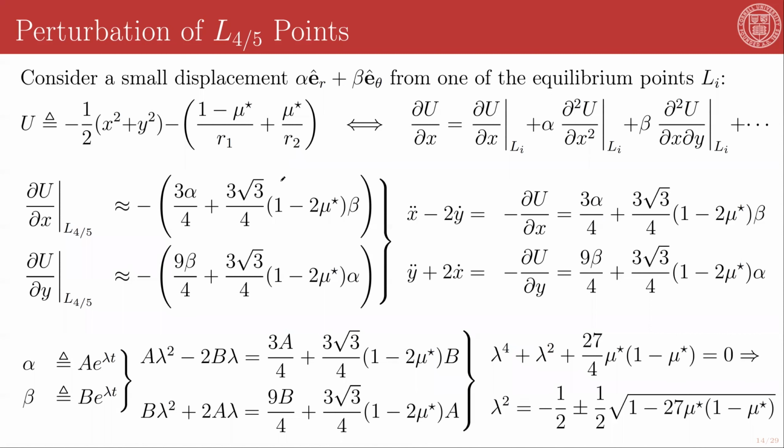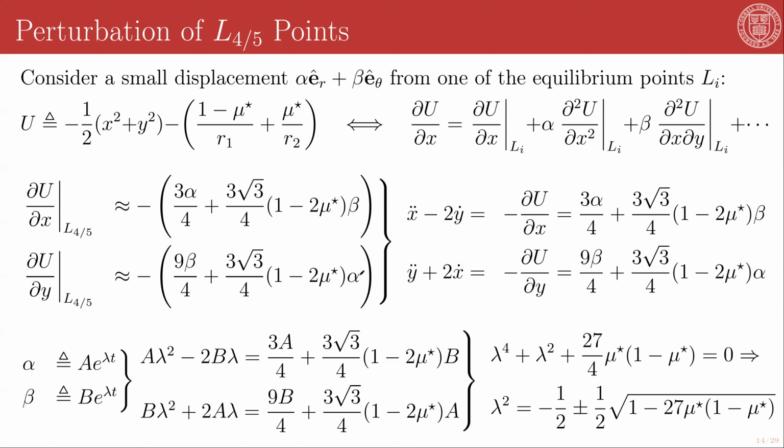We now plug these forms into our equations of motion, which you will recall were x double dot minus 2y dot is equal to negative partial U with respect to x, and y double dot plus 2x dot is equal to negative partial U with respect to y. And so we will set them equal to these linearizations, and we will assume the standard form of the solution for this type of system, where alpha is some constant a times e to the lambda t, and beta is some constant b times e to the lambda t.